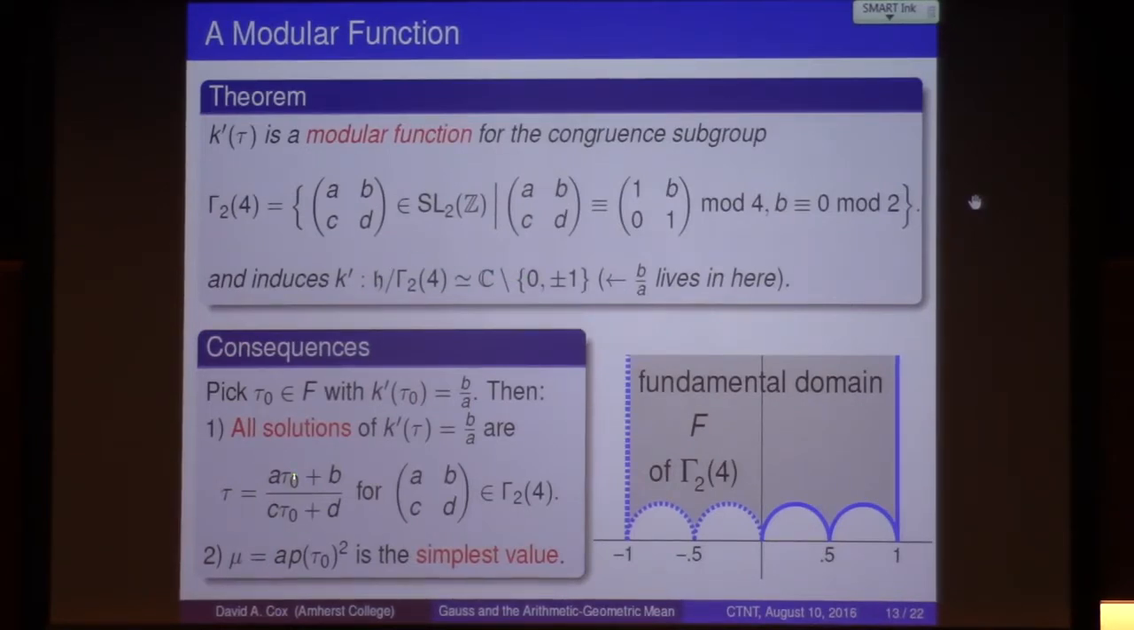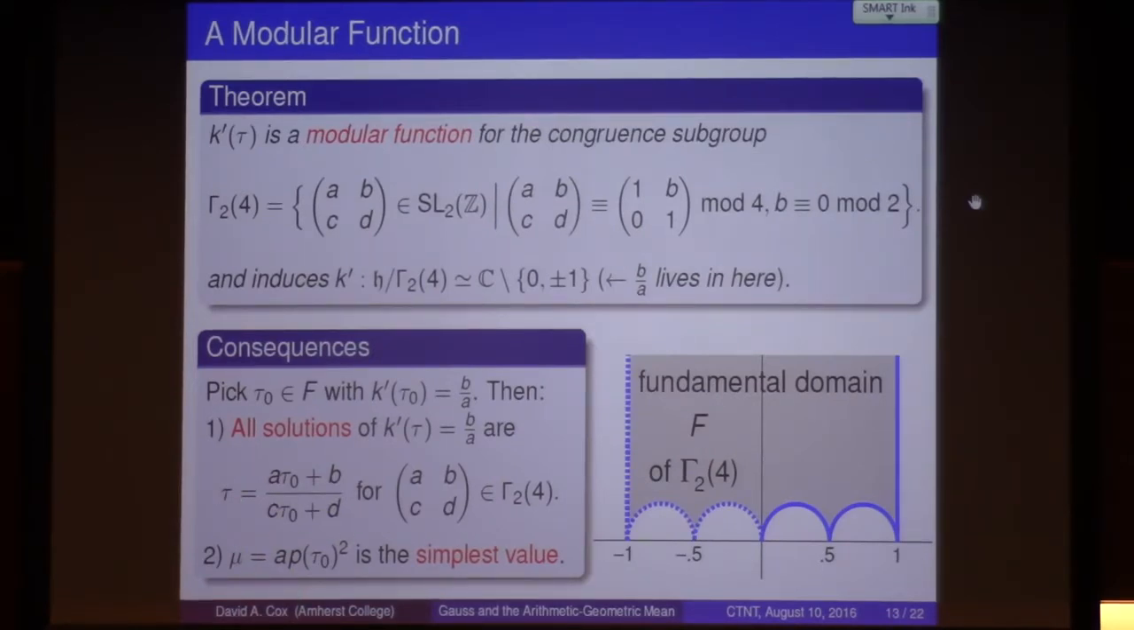And so basically, once I have tau naught, I just act on it by the group, by the fractional linear transformations, and I get all possible taus. So what we get is all possible taus. We now understand what they are. We find one in this fundamental domain. We hit it by these linear fractional transformations, satisfying these properties, and you basically get everything you want.